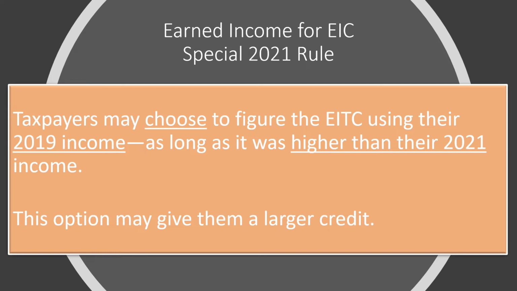As I was talking about before, you might have a taxpayer who was employed in 2019 and was receiving earned income, but in the time since they've been unemployed, and so now they're receiving unemployment compensation, which doesn't count towards this credit. Well, you may be able to help them understand that they can choose to use their 2019 income, and that would increase this credit.